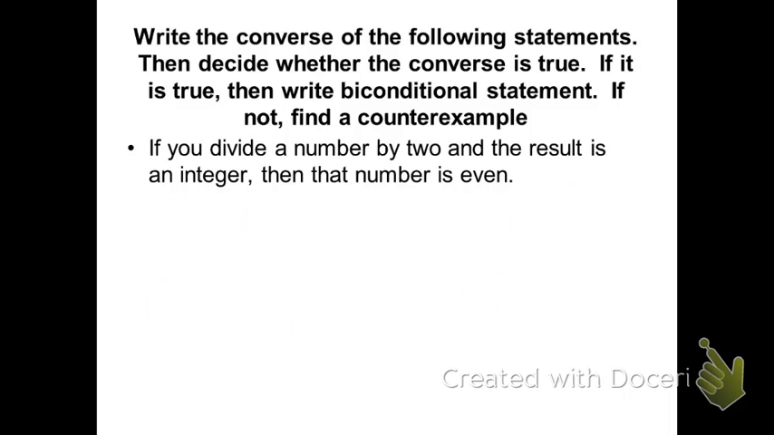Let's try another example of writing the converse and then seeing if the converse is true. So, this conditional statement right here reads, if you divide a number by 2, then the result is an integer. Then that number is even. The converse would be, if a number is even, then when you divide a number by 2, the result is an integer. I can't think of any numbers that are even but are not divisible by 2. Therefore, this statement is probably true. So, a biconditional statement would be a number is even if and only if when you divide a number by 2, the result is an integer.